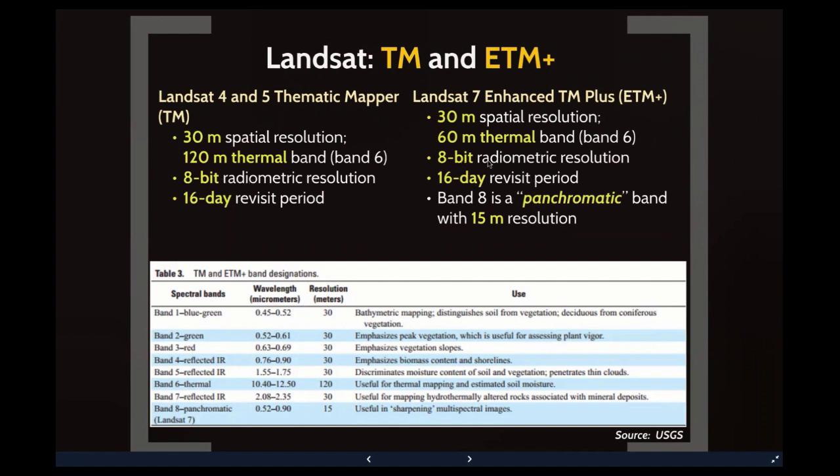They all have 8-bit radiometric resolution, which will give you 0 to 256 different quantification levels.